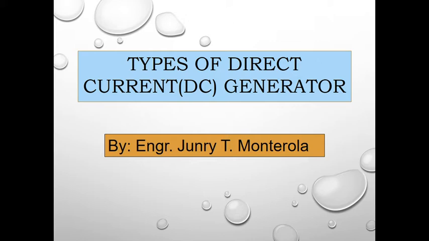So we are done with discussing the first type of compound wound DC generator, which is the short shunt. This time we'll discuss the second type of compound generator, which is the long shunt.